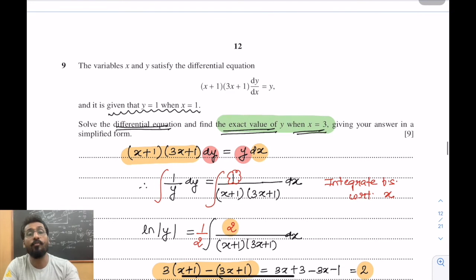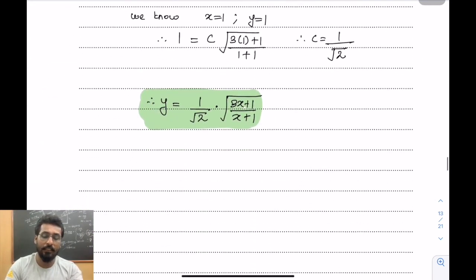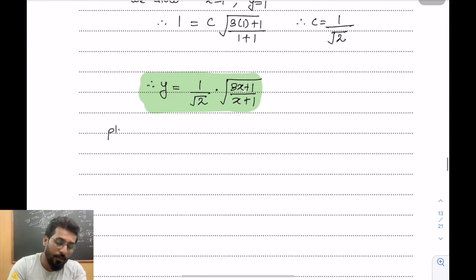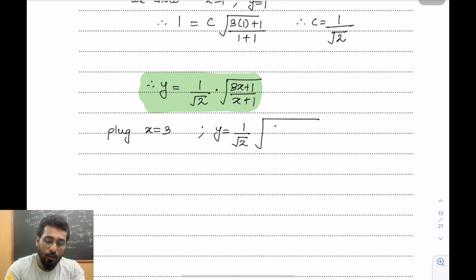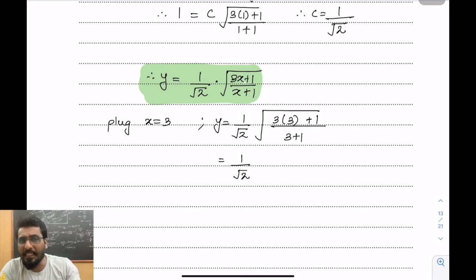So I'm going to plug the value of x as 3, and I'm going to find the value of y. So plug x equal to 3. So what does y come? It's 1 over root 2 under root of (3 times 3 plus 1) whole divided by (3 plus 1). So that's 1 over root 2. So plenty of space is given, so I'm just spacing out my steps.